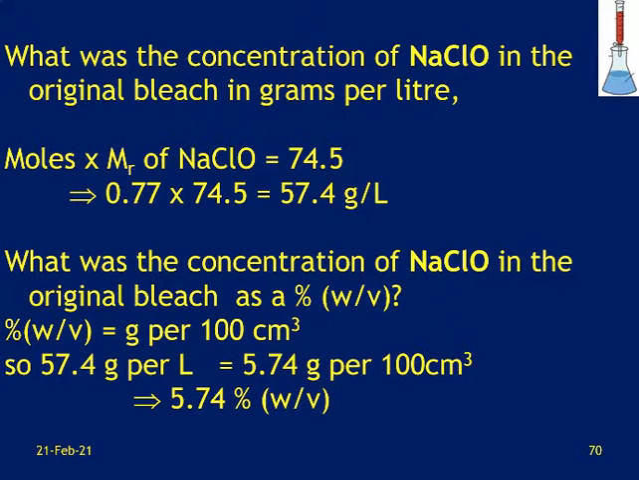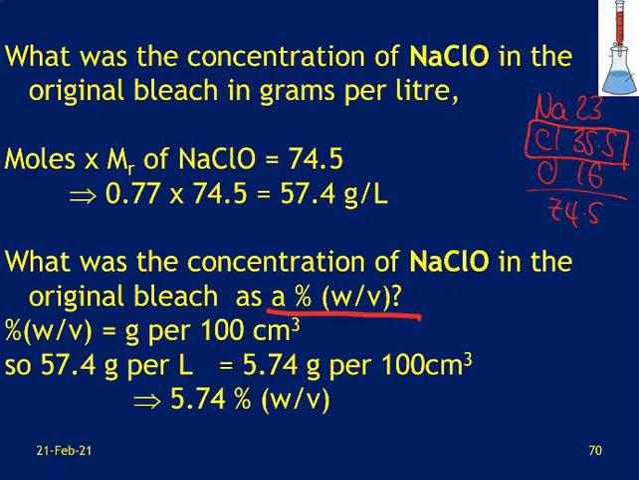We then have to work out my concentration in grams per liter. So that is NaClO, so 16, 35.5, 23. Chlorine is always going to be 35.5. When we do that piece of maths, it gives us 74.5. So I multiply moles of undiluted bleach, original bleach, by the molar mass of NaClO. It gives me 57.4 grams per liter. My last question is asking me to convert it to percent weight per volume.